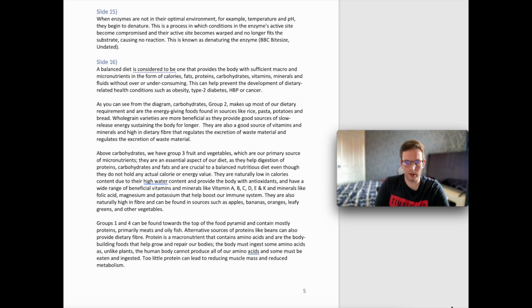Protein is a macronutrient that contains amino acids, and they are the body's building foods that help grow and repair our bodies. The body must ingest some amino acids, as unlike plants, the human body cannot produce all of our amino acids, and some must be eaten and ingested. Too little protein can lead to reduced muscle mass and a reduced metabolism.